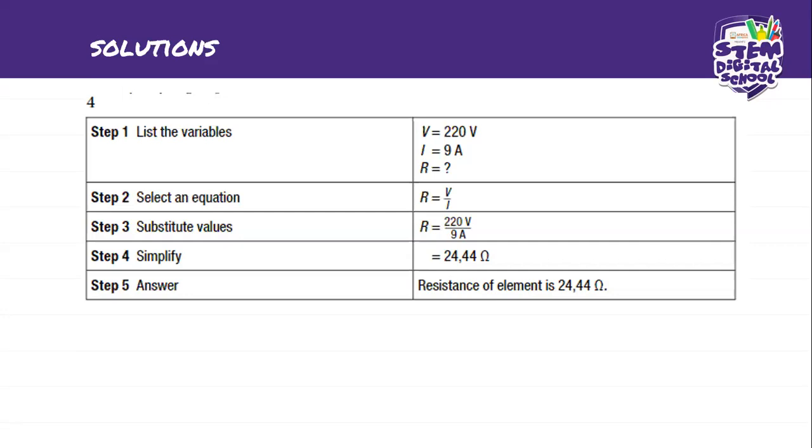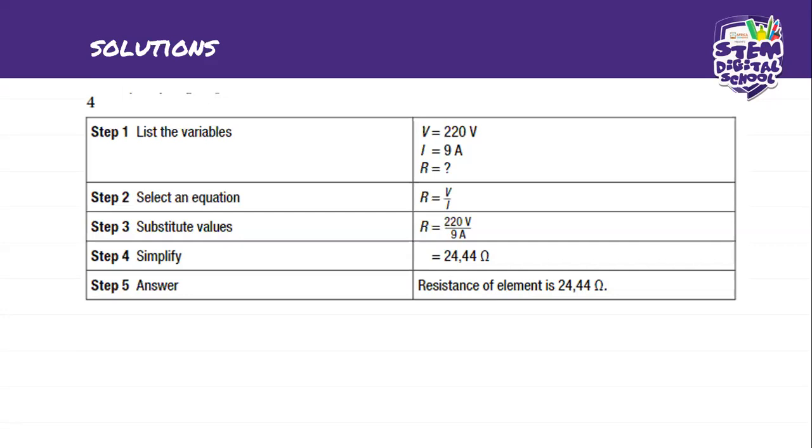Guys, it's very important that you do them step by step because you could get marks for each step that you place in there. You're not going to just write an answer and get 4 marks or 5 marks. They're going to mark it step by step. So you substitute the values. So R is equal to 220 divided by 9. And when you simplify that, it's going to give you 24.44 ohms, okay?